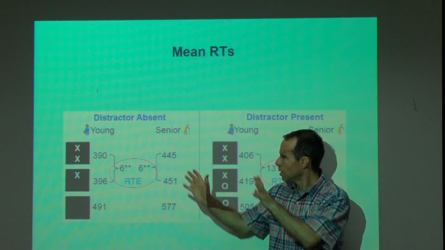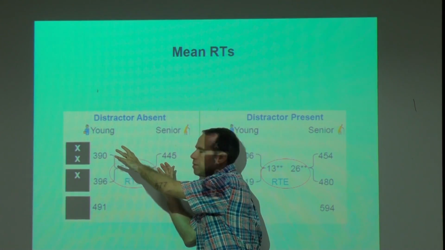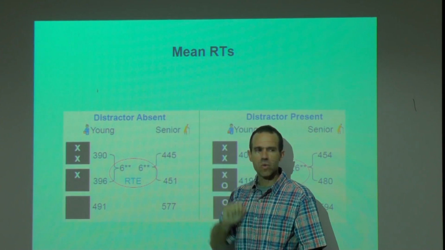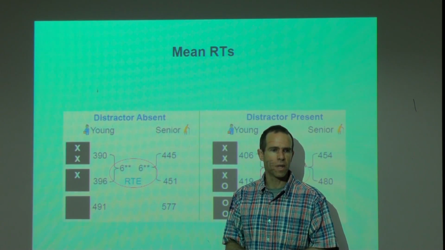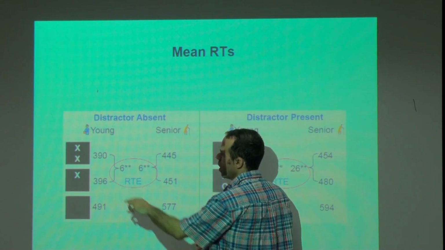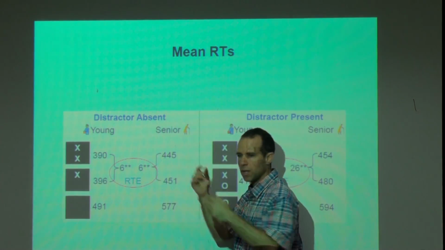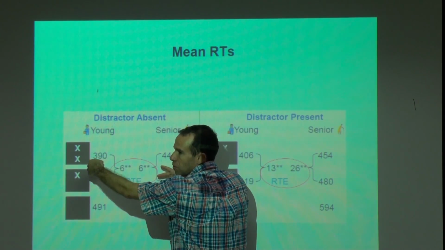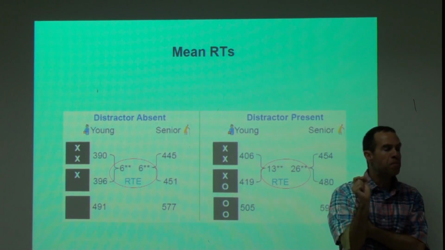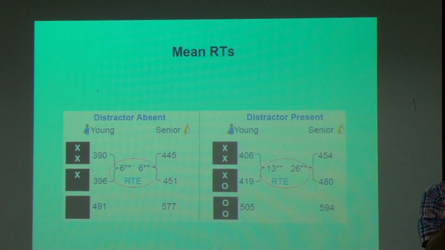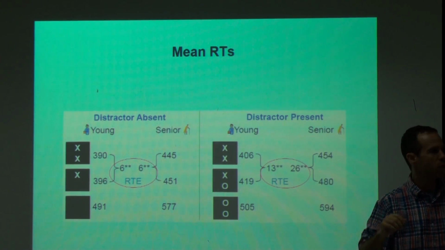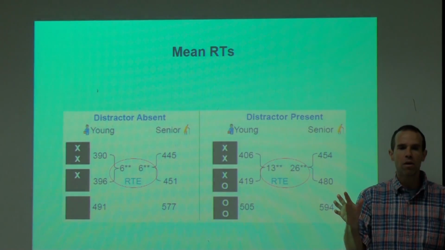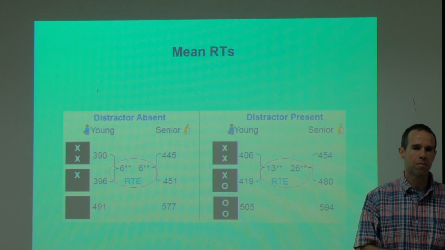So, if we only look at these data, the distractor absence, we see that for the young and for the old people, moving from one to two targets or the other way around does exactly the same thing. So in terms of capacity, the difference between two and one, and I will show how we calculate it, they seem to be doing about the same.